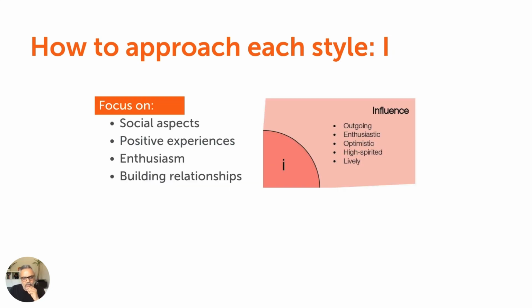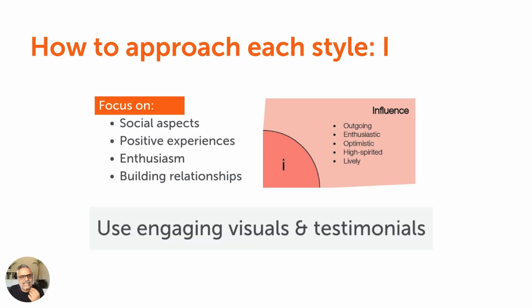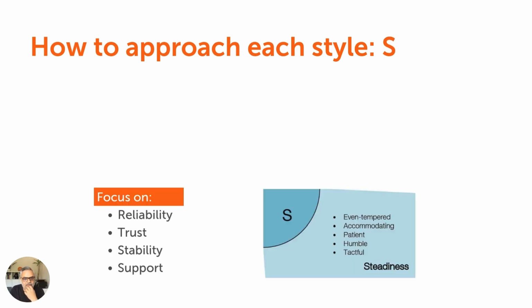Okay, the I profile. What you want to focus on is social aspects, positive experiences, enthusiasm, and building relationships. If you remember, your I's and your S profiles are much more people orientated. So you want to be using engaging visuals and testimonials. Again, they're probably much more inclined to be visual learners. And testimonials, that's proof from other people, going back to the people orientation side of things.